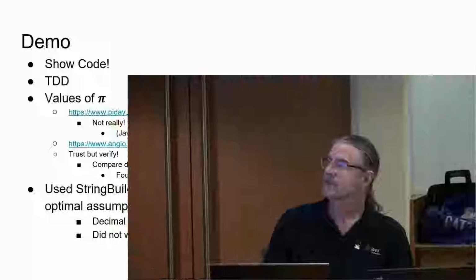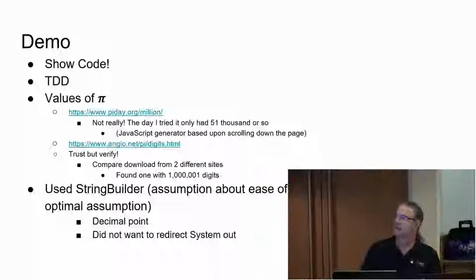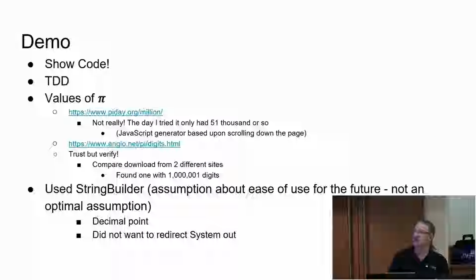Pi-Day.org. Yeah, they gypped me. I wanted 1 million digits, they gave me 51,000, thereabouts. So I went off to PyDigits HTML and learned trust but verify. So, download from 2 different sites, compare the files.